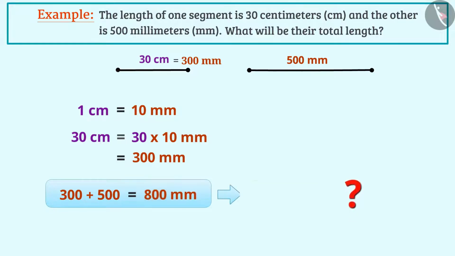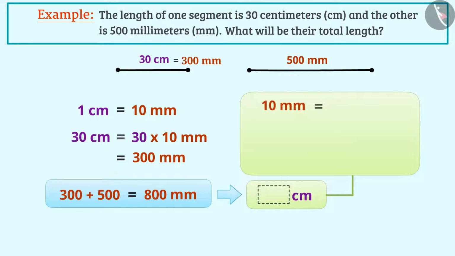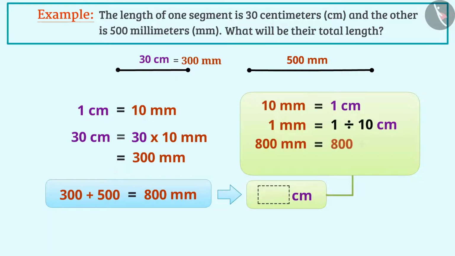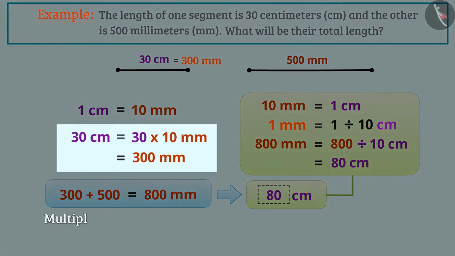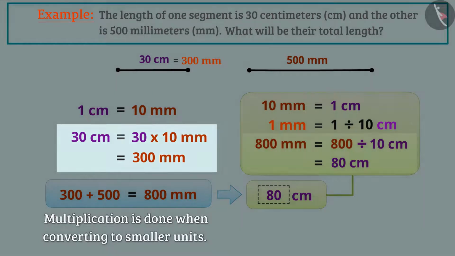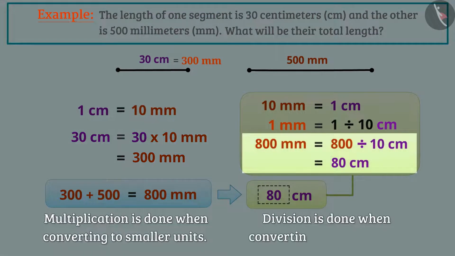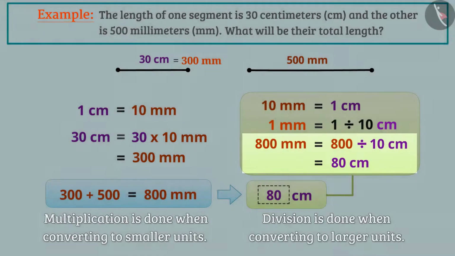If we have to change this solution into centimeters, what will we do? Now 10 millimeters is equal to 1 centimeter. So 800 millimeters will be 800 divided by 10 centimeters, that is 80 centimeters. In this way, multiplication is always done when converting to smaller units and division is done when converting to larger units.